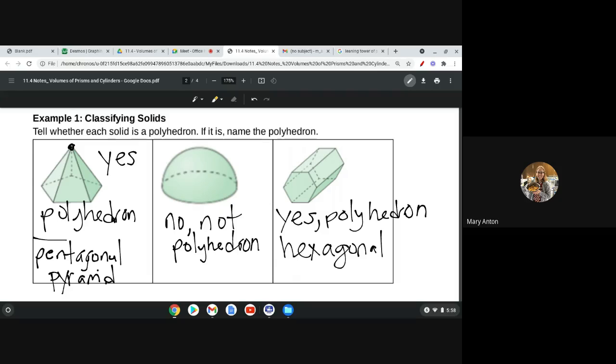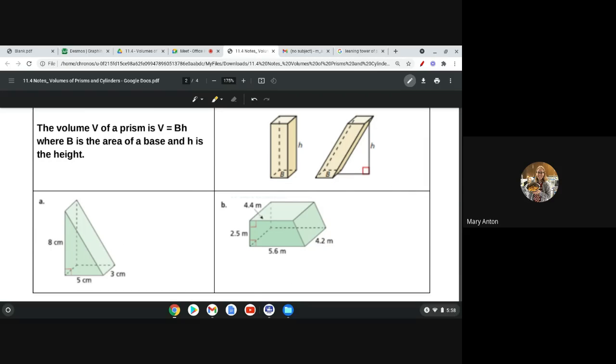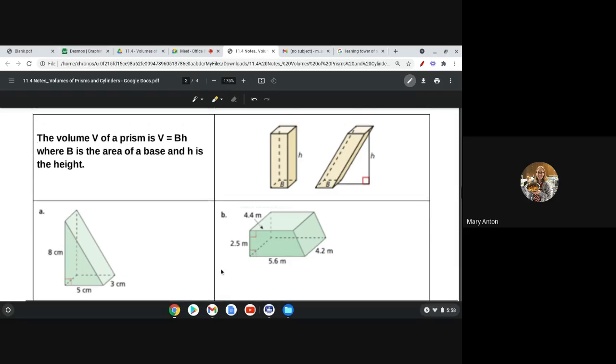Ooh, I just said the word pyramid, but that's not what I meant. This is a hexagonal prism because there are two bases. All right, that's classification. And now, this is where we get into that Cavalieri's principle.